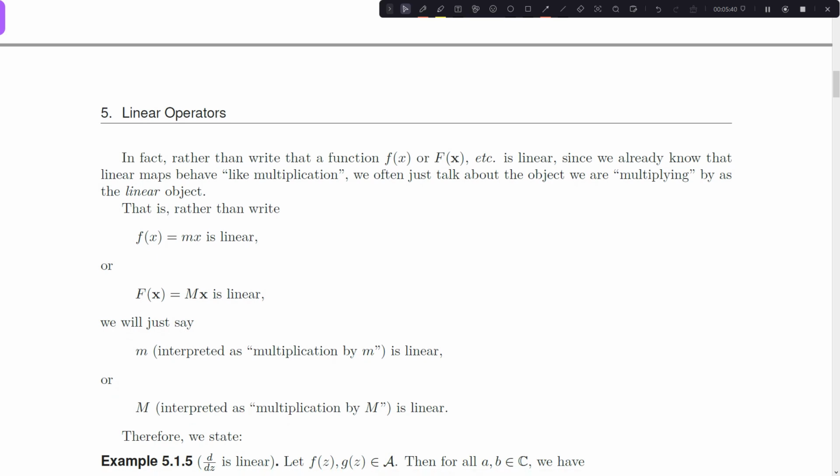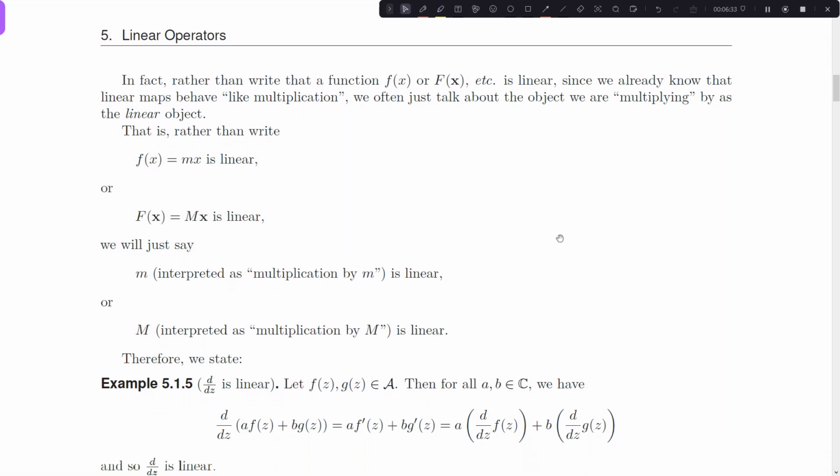We have a little bit of interesting notation, vocabulary, perspective on linear maps that I want to mention here. Rather than writing that the functions, which are the maps, are linear, we use this abusive language, and we often just say m, which is interpreted as multiplication by m, or capital M interpreted as multiplication by the matrix M. So matrix multiplication, scalar multiplication, we consider those linear maps, but we'll just say that the object itself is linear, even though we're supposed to interpret it as the map which the object induces that is actually linear.